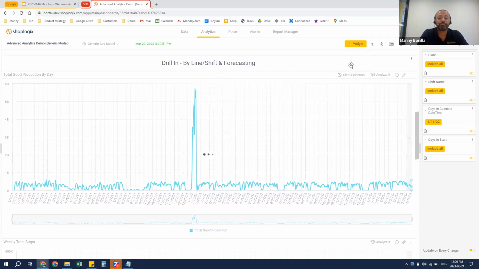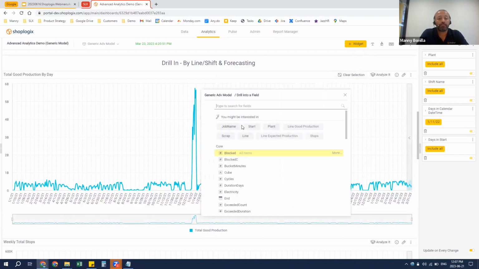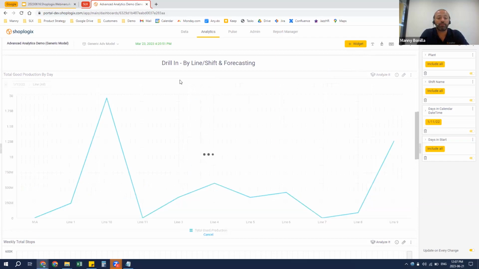right click, drill in, and I'm going to ask to drill in by line first. So in my data example, all my data is very line based. So usually your good production can be explained by line. So I can see I have a big spike in production on line 10.